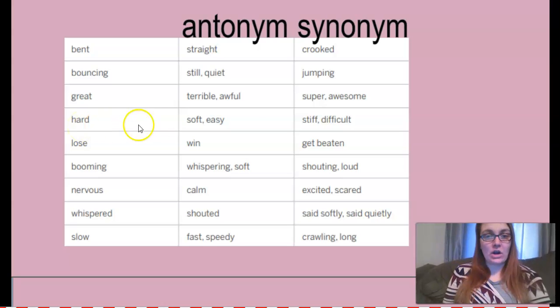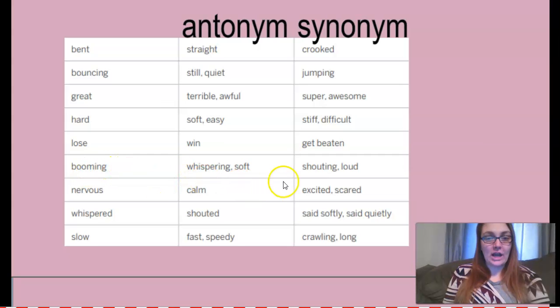Hard. Something is very hard. You might say that it's difficult, or maybe if it's a hard surface, it's stiff. Whereas something that's the opposite of hard might be easy for you to do, or if it's talking about a surface, it might be soft. Lose. The opposite would be win. Synonym is get beaten.